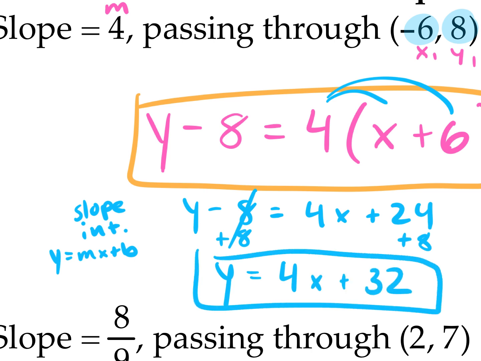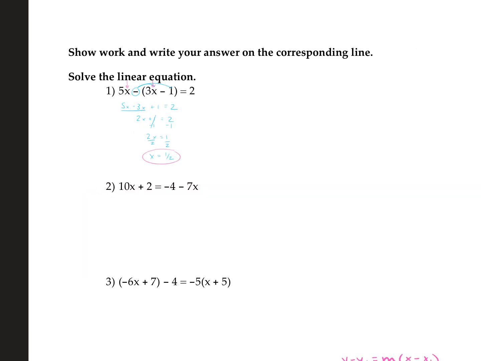So just make sure you pay attention to the directions. The question can either say, put it in point slope form or slope intercept form. So if it asks for slope intercept form, that would be the second one. You would just do point slope form first, then distribute and rearrange your equation.